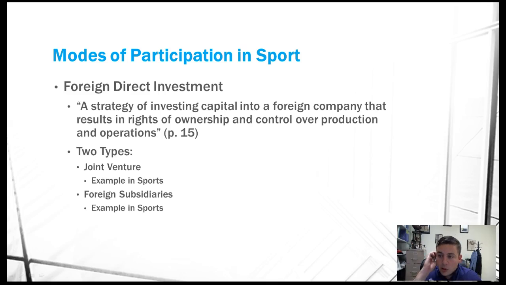The second mode of participation I want to discuss is foreign direct investment. Foreign direct investment is defined as a strategy of investing capital.